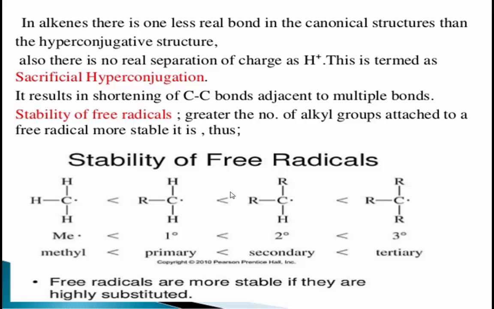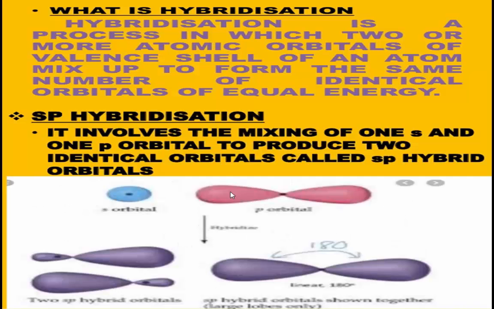Students, remember, in alkenes there is one less real bond in the canonical structures than in the hyperconjugative structures. Yes, the stability of free radicals: methyl free radical is less than primary, less than secondary, less than tertiary.